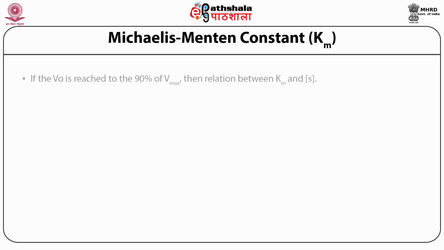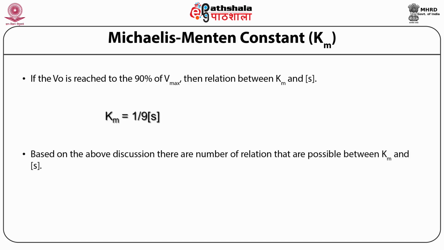Similarly, if V0 reaches 90% of the Vmax, then the relation between Km and substrate concentration will be Km equals 1/9 of the substrate concentration. Based on the above discussion, there are a number of relations that can be calculated between Km and substrate concentration. Then the question arises, which value of the Km is taken as the Km of an enzyme?